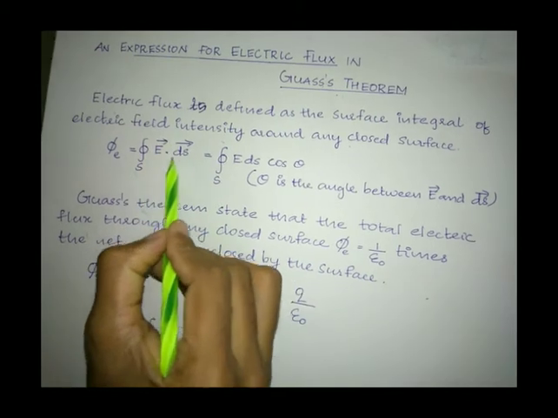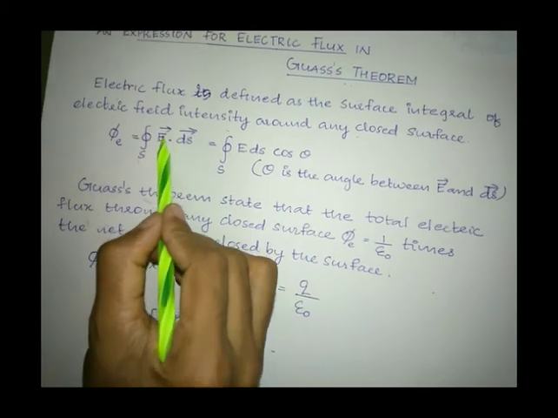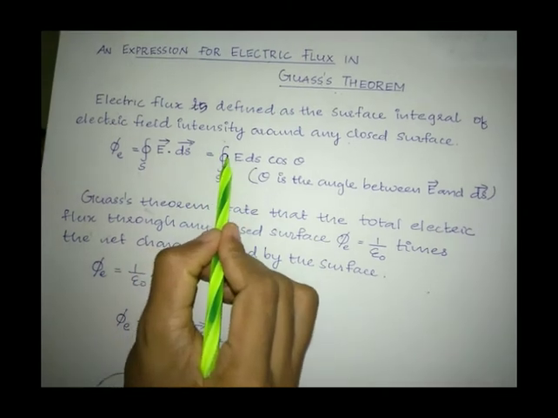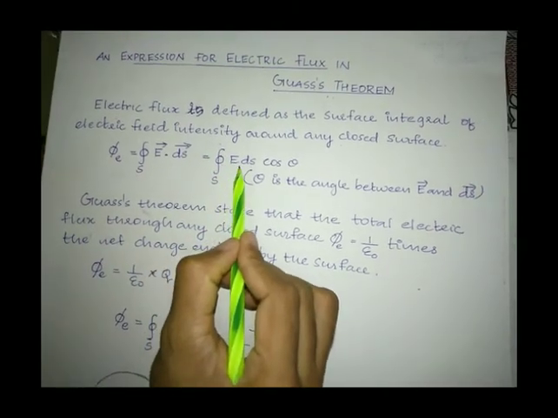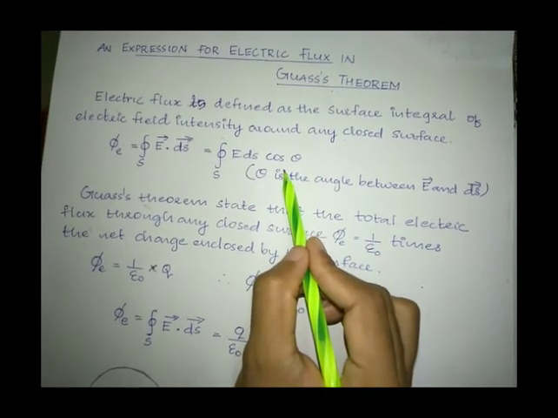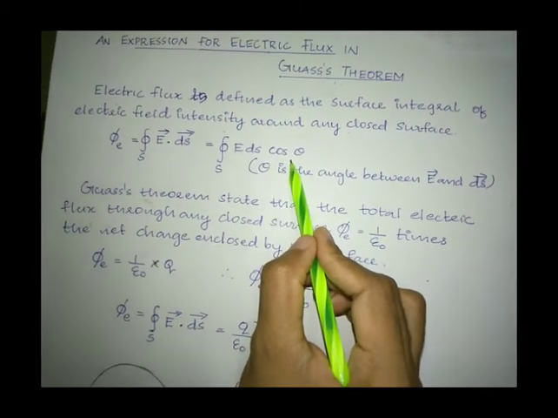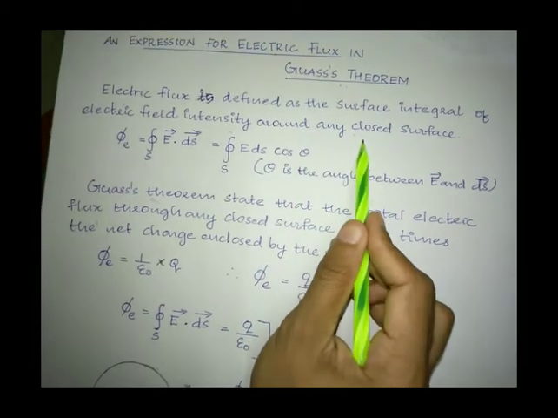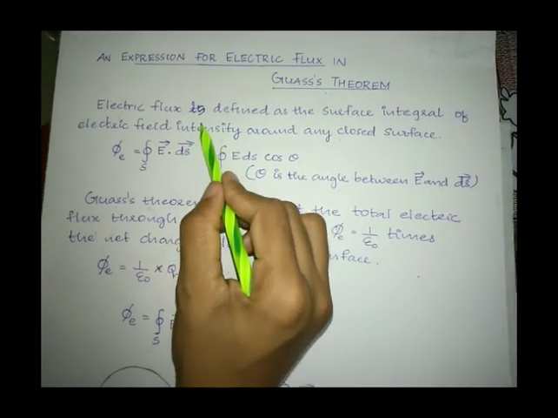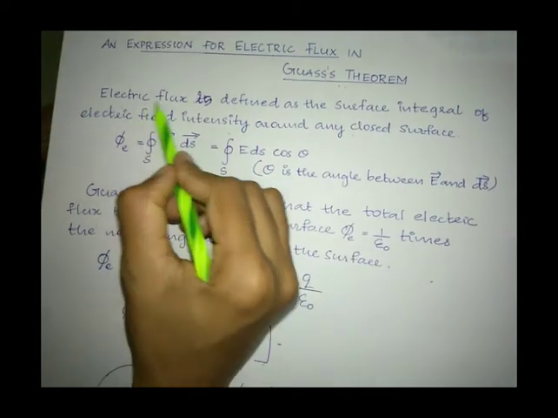The surface integral of electric field intensity is written as E dot ds. This is the vector form. Next we get the closed integral of E ds cos theta, where theta is the angle between E and ds. So we have to select a particular closed surface, and the surface integral of electric field intensity is known as electric flux.